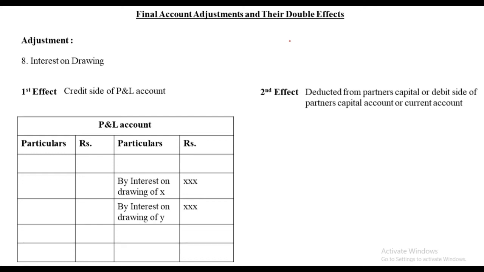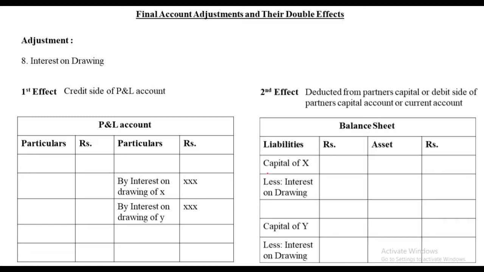For example, in your P&L account, it will be on the credit side. So it will be written as by interest on drawing of Mr. X or by interest on drawing of Mr. Y. That's the first effect. Second effect, from your capital, it will be deducted. So for example, capital of X less interest on drawing of Mr. X. Similarly, it will be capital of Y less interest on drawing of Mr. Y.